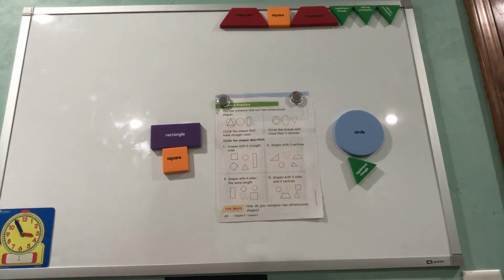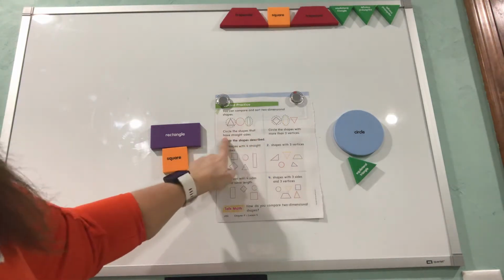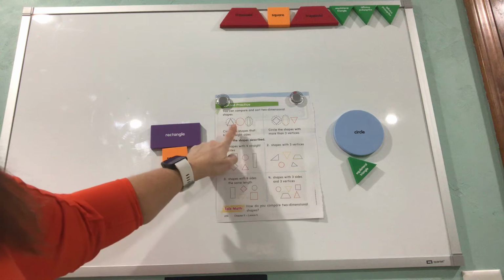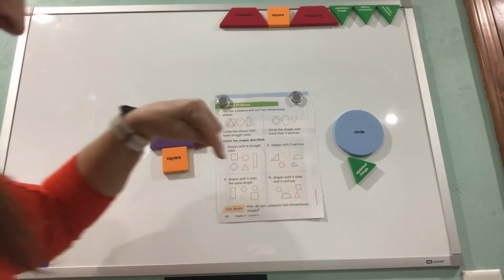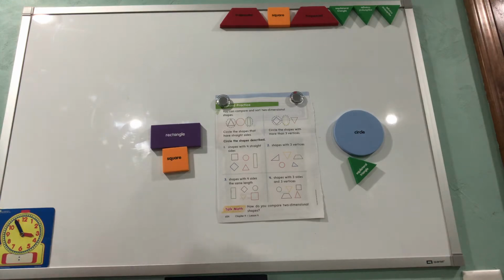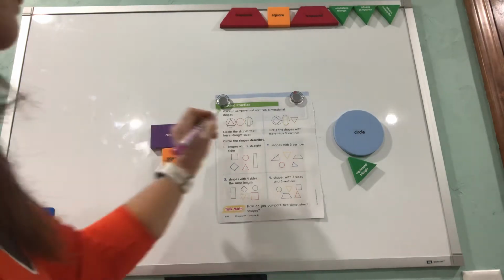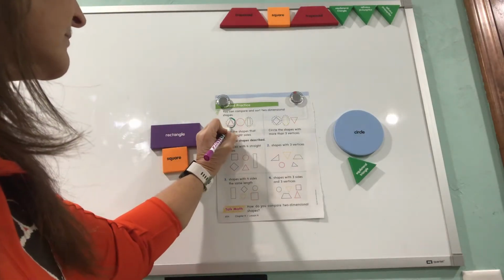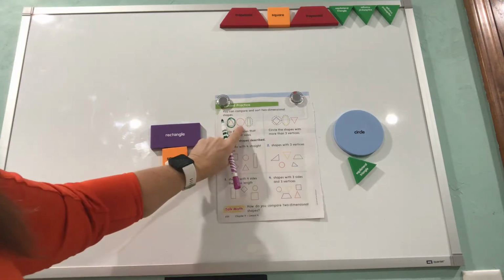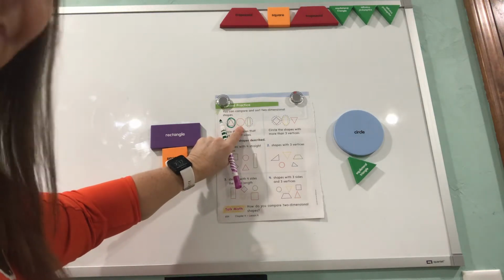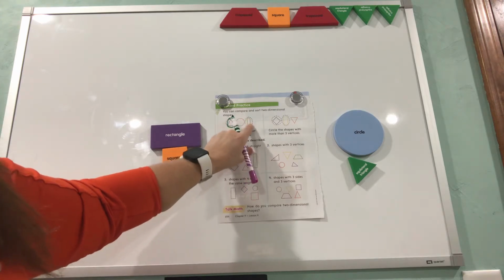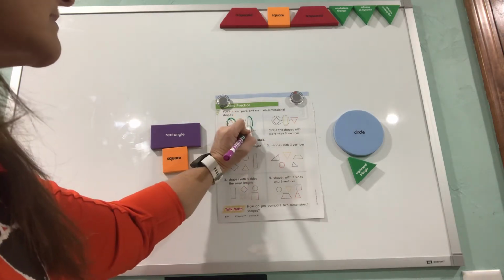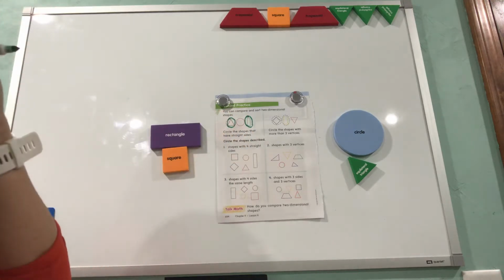All right, so it says circle the shapes that have straight sides. So if you look here, the triangle has 3 straight sides, so they've circled it. Does the circle have straight sides? No. Does the rectangle have straight sides? Yeah, it has 4 straight sides, so they circled it.